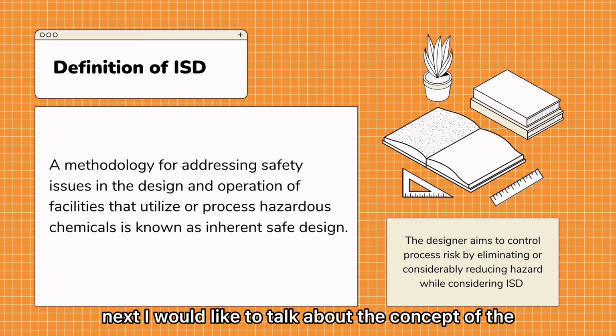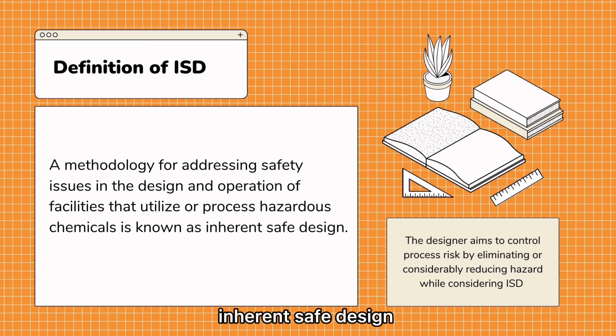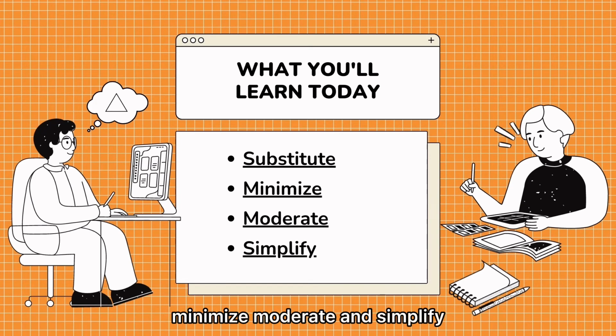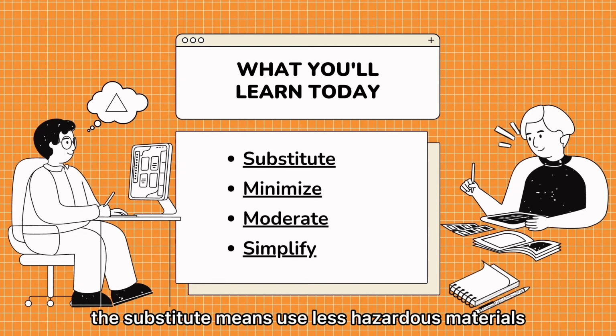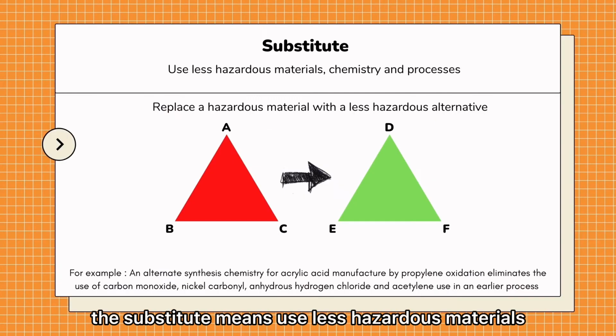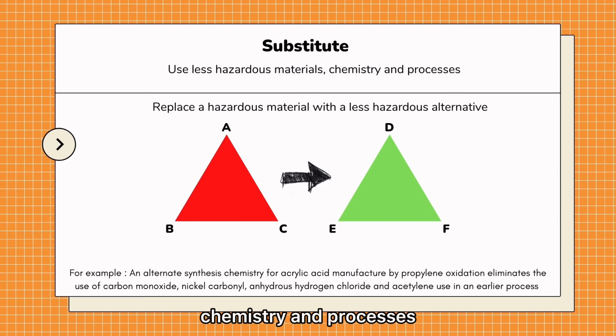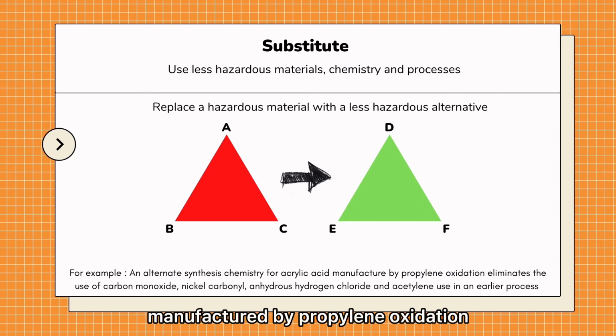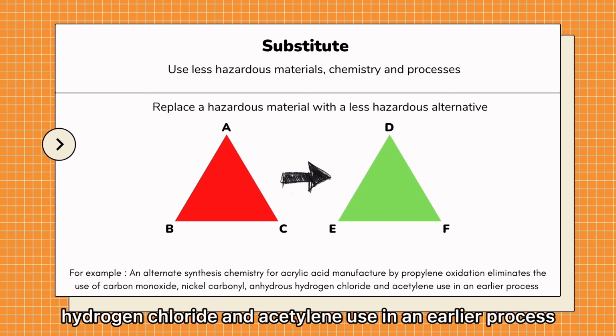Next, I would like to talk about the concept of the inherent safe design. It has been categorized into four, which are substitute, minimize, moderate, and simplify. So basically, substitute means use less hazardous materials, chemistry, and processes. For example, replace a hazardous material with a less hazardous alternative. For example, an alternate synthesis chemistry for acrylic acid manufactured by propylene oxidation eliminates the use of carbon monoxide, nickel carbonyl, anhydrous hydrogen chloride, and acetylene used in an earlier process.